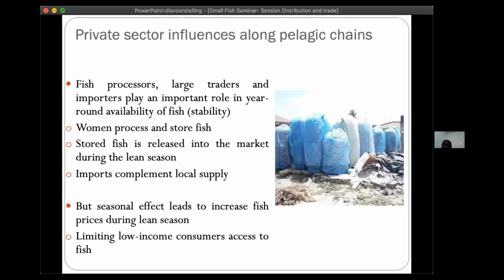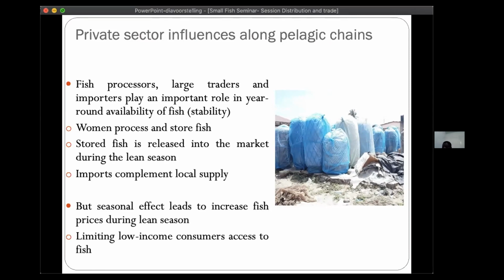So fish processors, large traders, and importers play a very important role in ensuring year-round availability of fish. As I mentioned, the fishmongers process fish and store as much as they can during bumper catch, and large traders who also have large storage capacity also buy the fish during this time and store. And during the lean season, when fish capture goes down, they release this fish into the market to ensure that there is fish during the lean season.